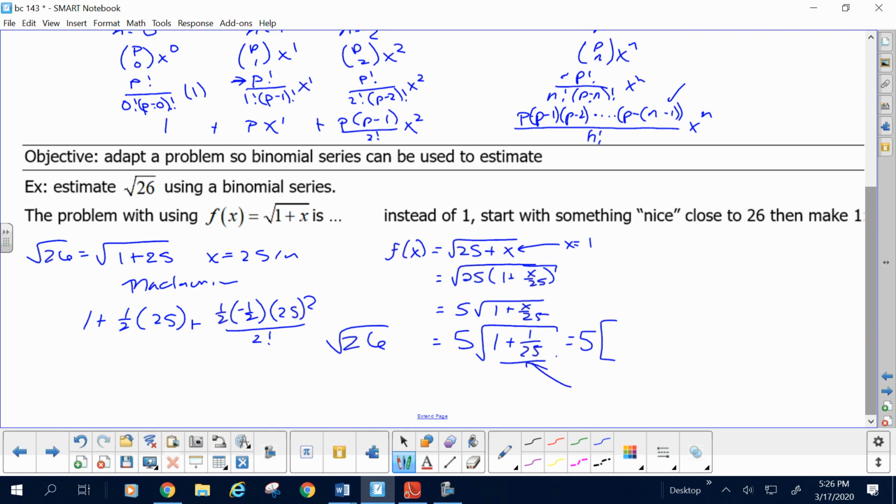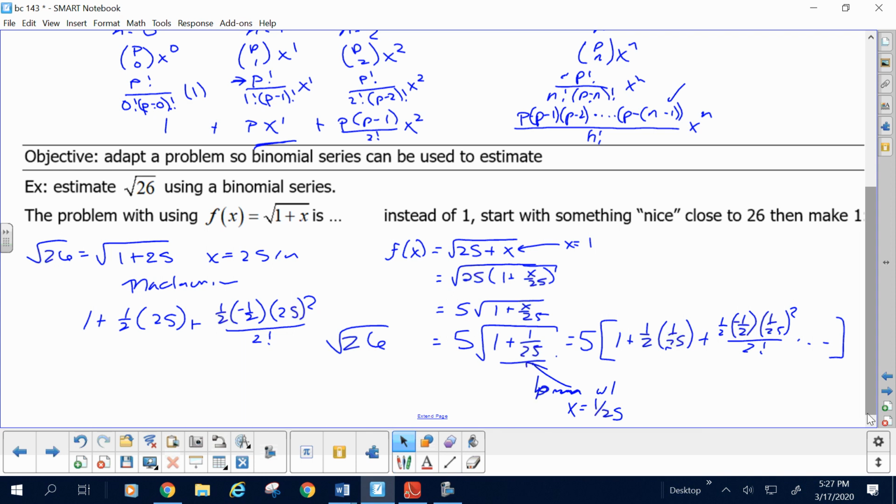We could use the binomial with an x of 1/25. And so it might look something like 1 plus, instead of p, the p is a half, and 1/25. And I could do a half times negative a half, excuse me, 1/25 squared over 2 factorial. Now that alone would get me a pretty good estimate right there, and I could continue going on, adding terms and getting a better and better estimate.